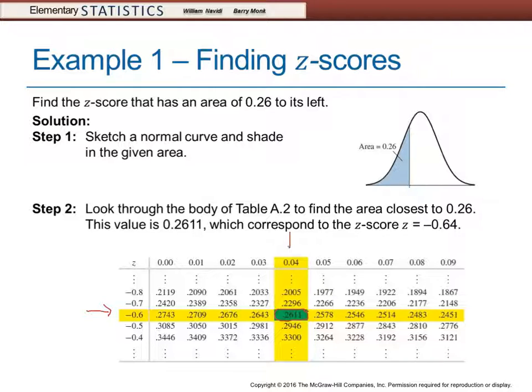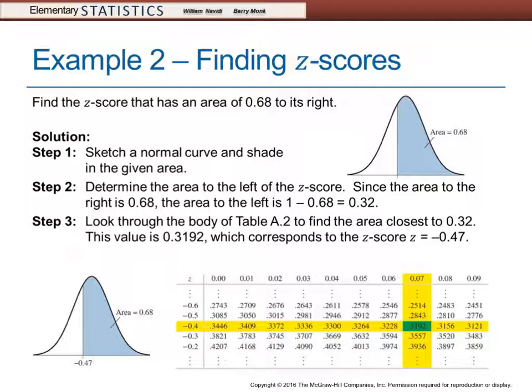Now we go across and up at the top of the table, and we see that the z-score that corresponds to that area, or probability, is negative 0.64.